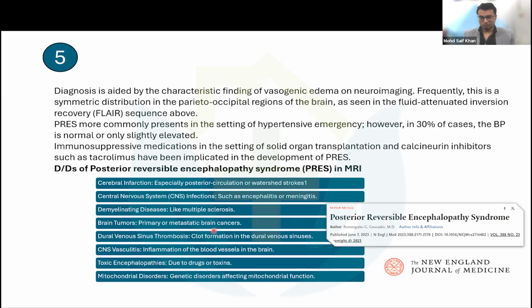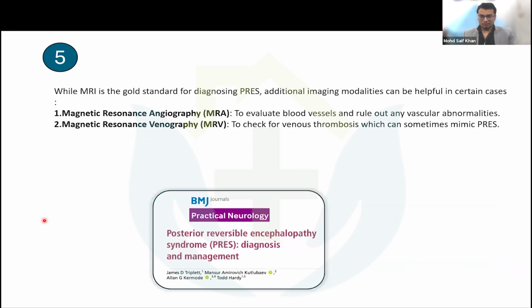There are a lot of differentials you can see in this. You can take a screenshot of this very nicely. This is an article from NIH. It has given a lot of differentials which can be kept in mind while you are diagnosing or thinking of PRES: demyelinating diseases, brain tumors, CNS infections, edema is also one more important differential, and toxic encephalopathies. So MRA and MRV have to be done to rule out all these differentials.